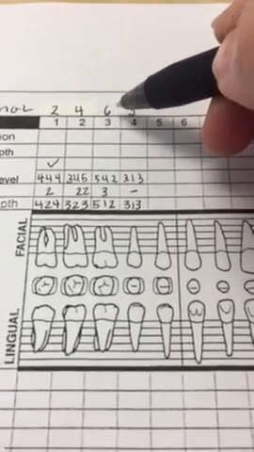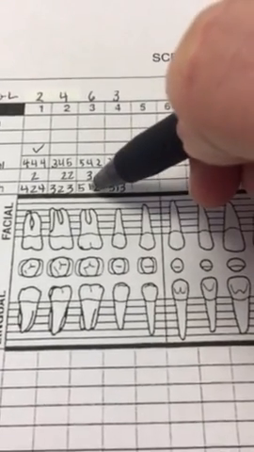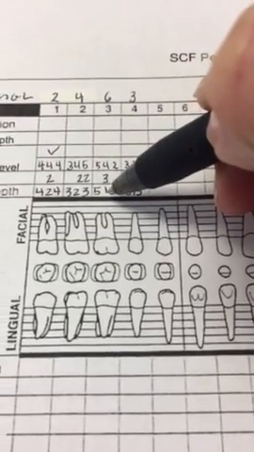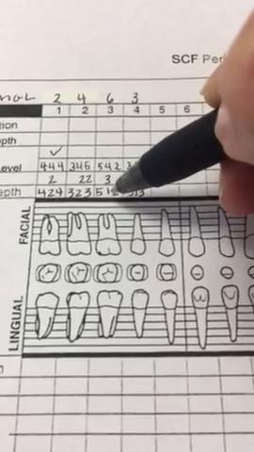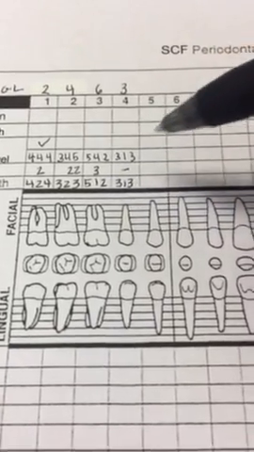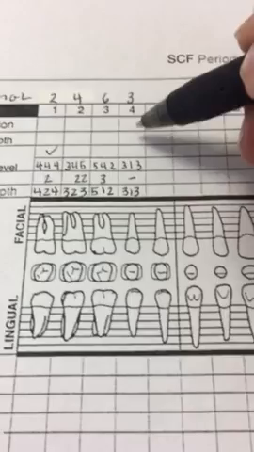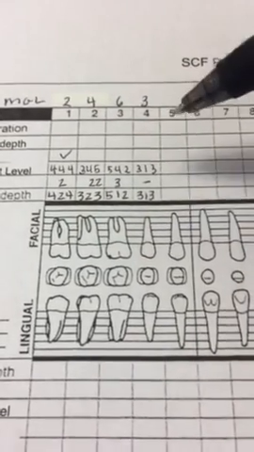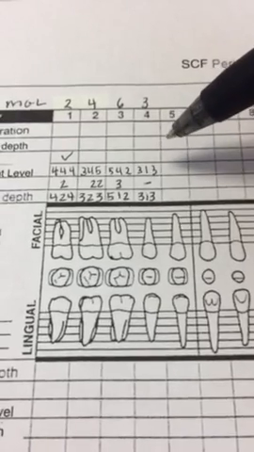For tooth number 3, we're going to take 6 and subtract our pocket depth in the center here. So 6 minus 1 is 5. That means there's a 5 millimeter band of attached tissue. That tooth is in good shape. For tooth number 4, we're going to take 3 minus 1, and that's going to give us 2 millimeters of attached tissue. So we're good with that one too.